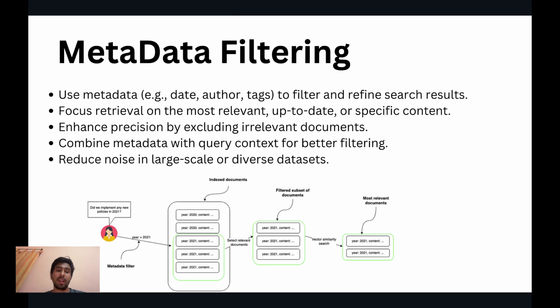For example, if the user asks, did you implement any new policies in 2021? Here in the user query, we can see that the year is mentioned. So we can use this year as a filter and filter out all the documents related to the year 2021. Instead of searching through the whole database, we can search through the documents related to 2021 and then get the most relevant documents based on the user query. So this improves the overall search process, and also reduces the response time and improves retrieval quality.